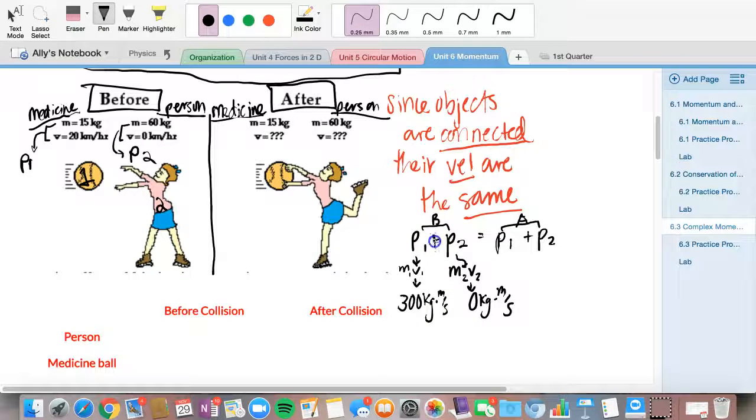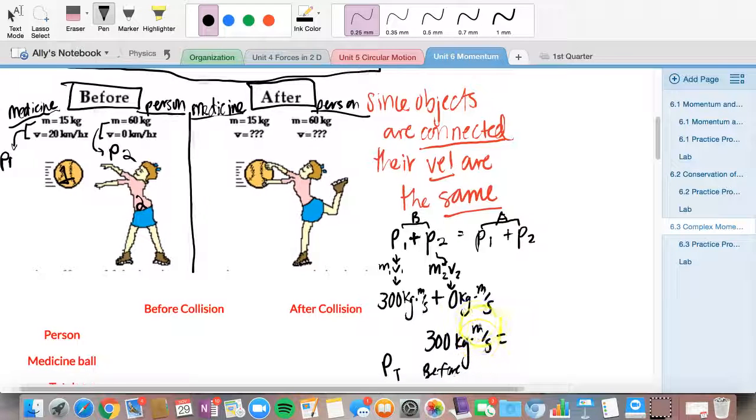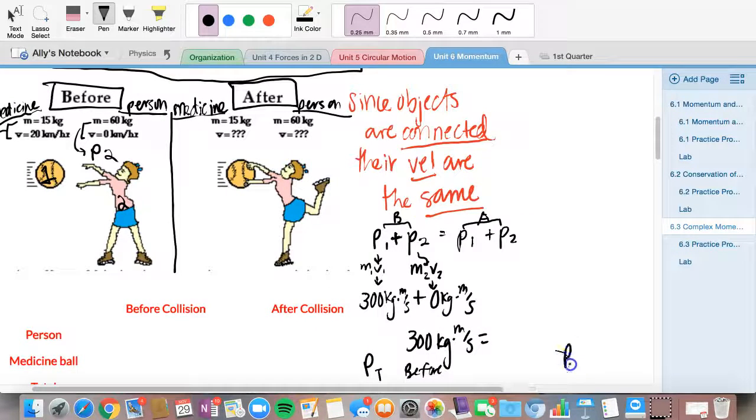So do you see how these are being added together here? I want to be sure I add them together. So 300 plus 0 is 300. So that is my momentum before. Okay, this is my before. It's my total momentum before. We know that's going to equal the total momentum after. So let's calculate that. What's our total momentum after?